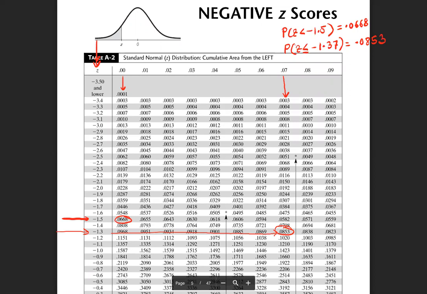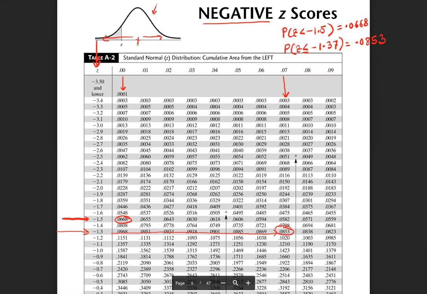You should be very comfortable finding the Z scores or cumulative probabilities associated with different Z values. Now there are two tables. One is for negative Z values, and another is for positive Z values. If this is 0, negative Z values are to the left, and positive Z values are to the right. The next page gives you the positive Z values.